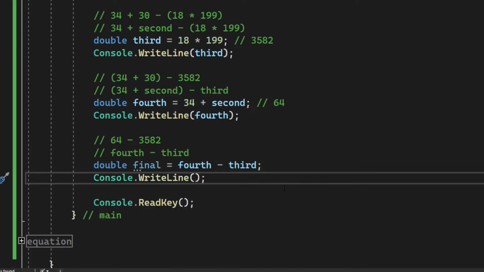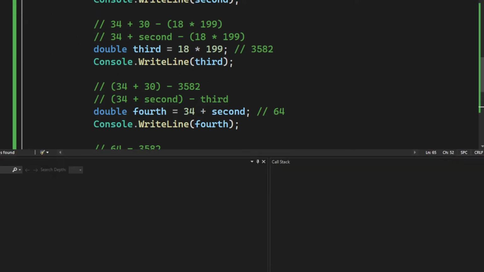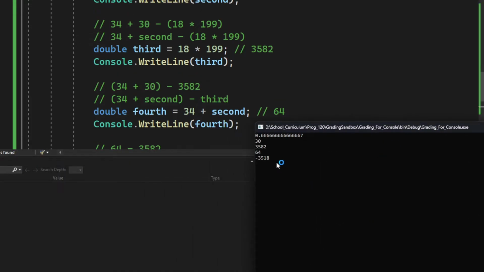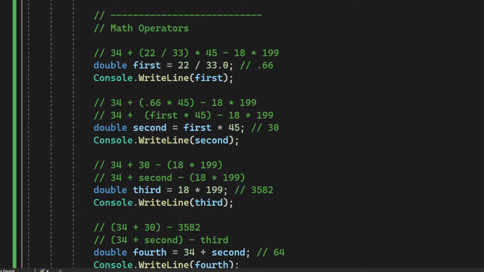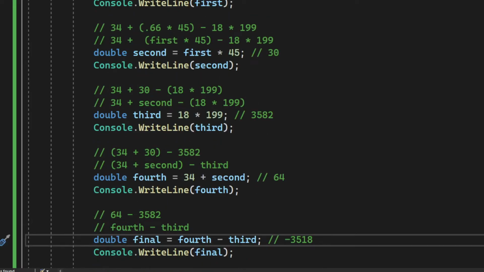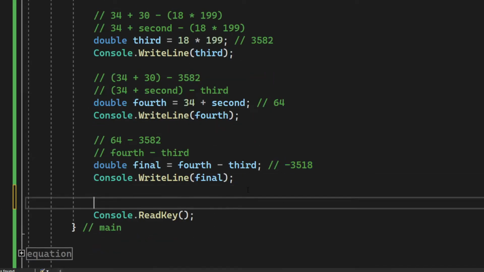And now if we go ahead and display our final result, we know we should be expecting negative 3518. Go ahead and run our code again. Negative 3518, that's absolutely fantastic. So we've used variables and math operations to do all the math for us. We just had to put it in the correct order here. And once we've broken it down, we've gotten that exact result. That's wonderful. It means everything's working properly.